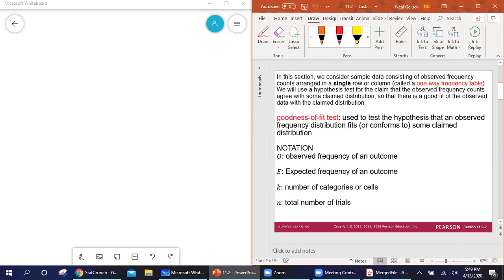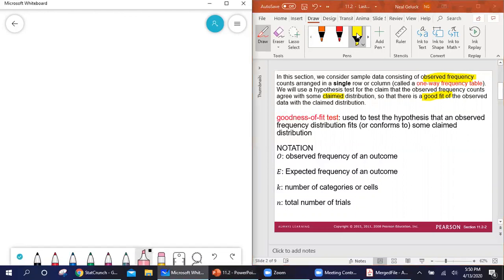What a goodness of fit test does is we basically look at some sort of observed data, some observed frequencies, how often stuff is happening, and we're going to compare that to some sort of claim. If the observed data is close to what was claimed, we would say it has a good fit. That's why it's called a goodness of fit test. Now, here's the thing, data is never perfectly going to fit what we're expecting.